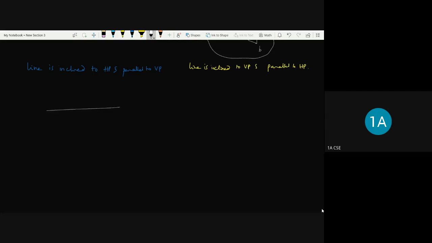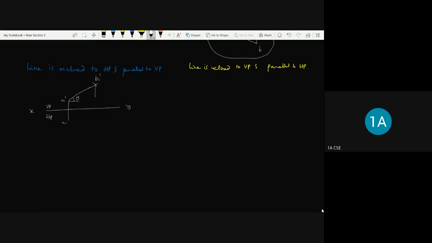Say for example, I have given the XY line and VP, HP. When the line is inclined to HP, the inclination can be seen in the front view. So I'll take the true inclination of the line, that is theta, and we know that the true length of the line is also given. I'm denoting that as B1 dash, to differentiate between the two front views of a line.